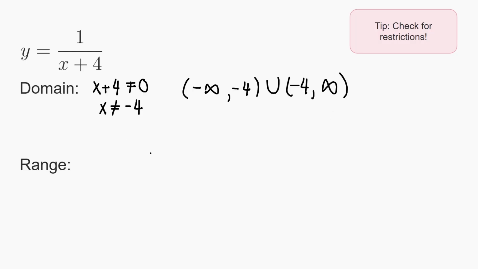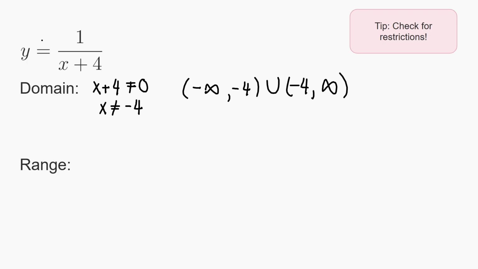Next, what about the range? What are the values that y can be given our domain? Do you see any restrictions? Yes, there's actually one restriction here. So our y, our range, can be anything but 0. And why is that? The reason is for y to be 0, the top needs to be 0, right? 0 divided by anything is 0. But in this case, we have a 1 on top, which means the top is never going to be 0, so y is never going to be 0.